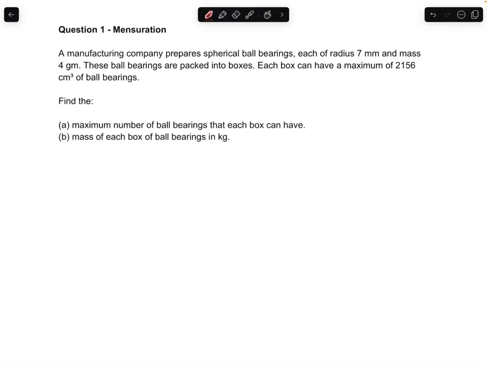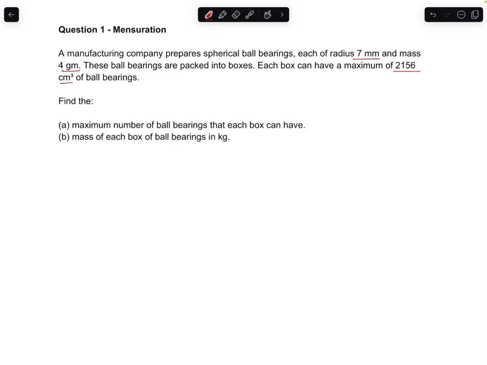The question goes like this. A manufacturing company prepares spherical ball bearings, each of radius 7 mm and mass 4 grams. These ball bearings are packed into boxes. Each box can have a maximum of 2156 centimeter cube of ball bearings. So this sentence means that the volume of the box is 2156. Find the subdivision A maximum number of ball bearings that each box can have.